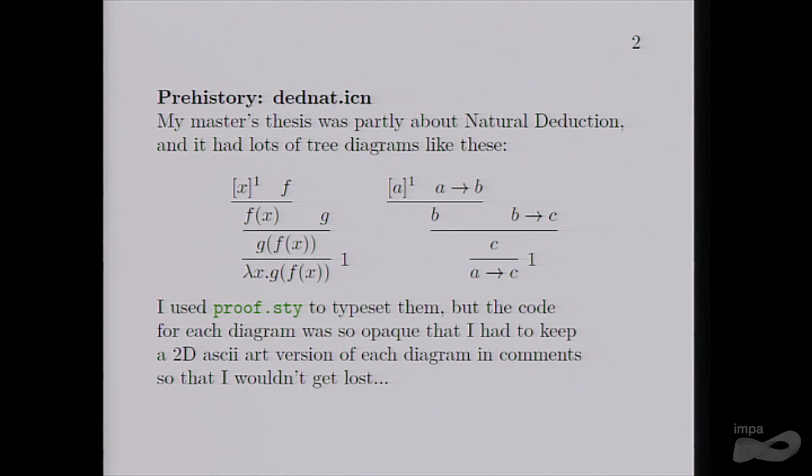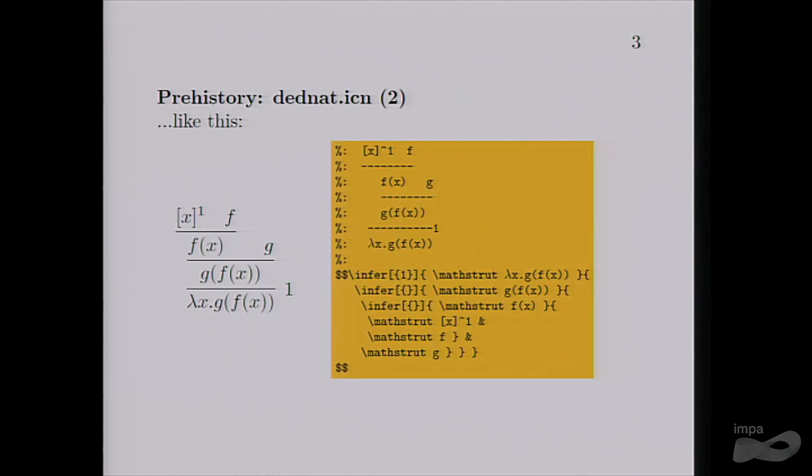In the beginning, I used a package called proof.style to typeset them, but the code for each diagram was so difficult to visualize, so opaque, that I had to keep a 2D ASCII art version of each diagram in comments so that I wouldn't get lost. For example, this is the code for proof.style. I can't understand it without thinking a lot, so I would put that in comments, and that would help me to debug the proof.style code. And this thing generates this.